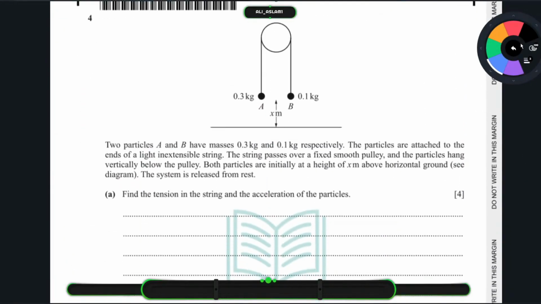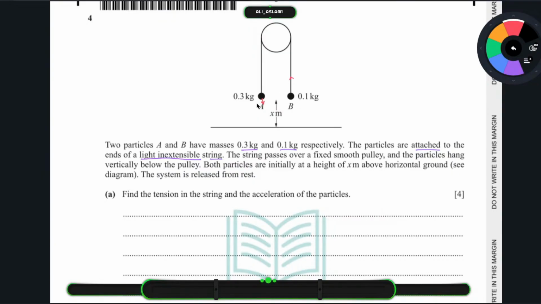Two particles have masses 0.3 and 0.1 respectively. The particles are attached to the ends of a light inextensible string. The string passes over a fixed smooth pulley and the particles hang vertically below the pulley. Both particles are initially at a height of x meters above ground. The system is released from rest. So this would go down, this would go up.